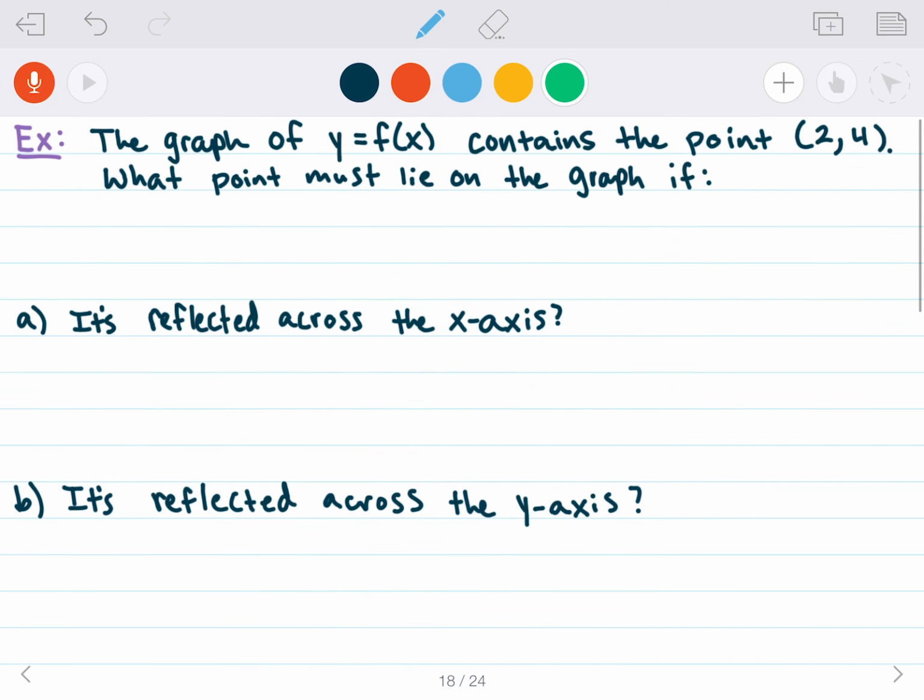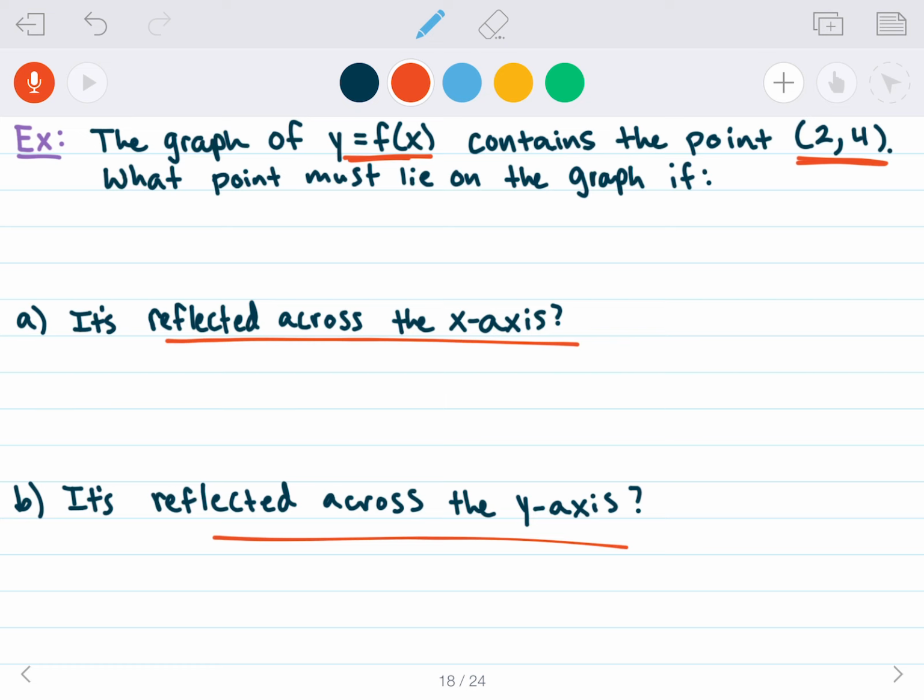Let's take a look at this one. Okay, so it says we have this function y equals f of x. We know it contains the point (2, 4), and it says what point must lie on the graph if it's reflected across the x-axis and if it's reflected across the y-axis. These are two separate questions here.